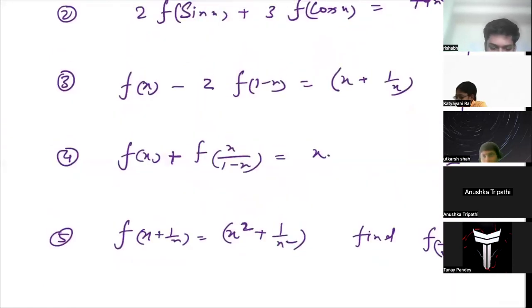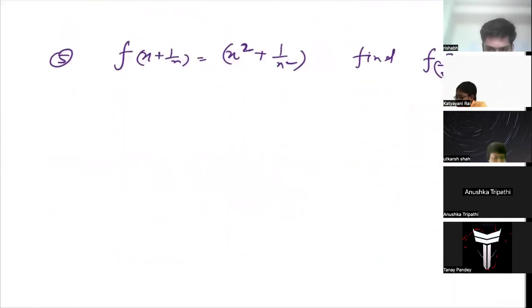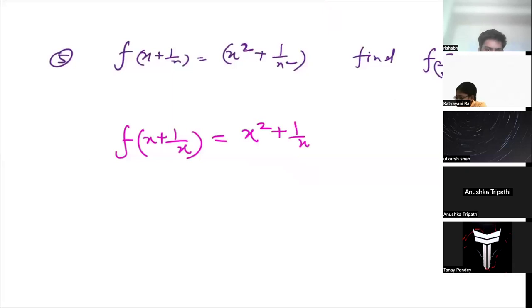Now directly I'm coming to the fifth one. f(x plus 1 by x) is given as x square plus 1 by x square. You have to find the value of f(3 by 2). x belongs to the real numbers.